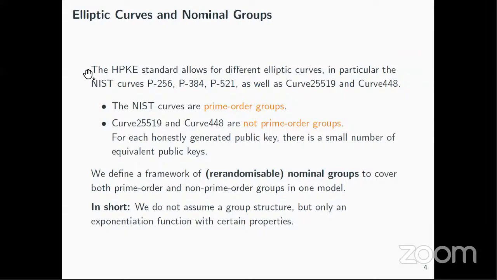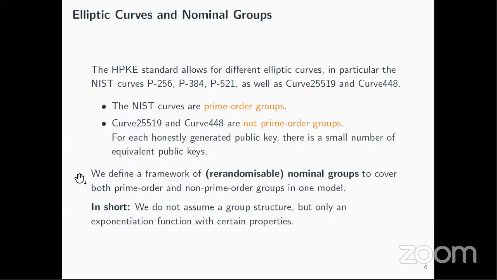So I said it's a Diffie-Hellman-based instantiation of the authenticated KEM, and HPKE allows for 5 different elliptic curves to be used with it. First, 3 NIST curves, and then curve 25519 and curve 448. And it's important to know that while these NIST curves are prime order groups, curve 25519 and curve 448 are not prime order groups. So to give one particular example of a consequence, that is that for each honestly generated public key in these two curves, there is a small number of equivalent public keys that would lead to the same Diffie-Hellman shared secret.